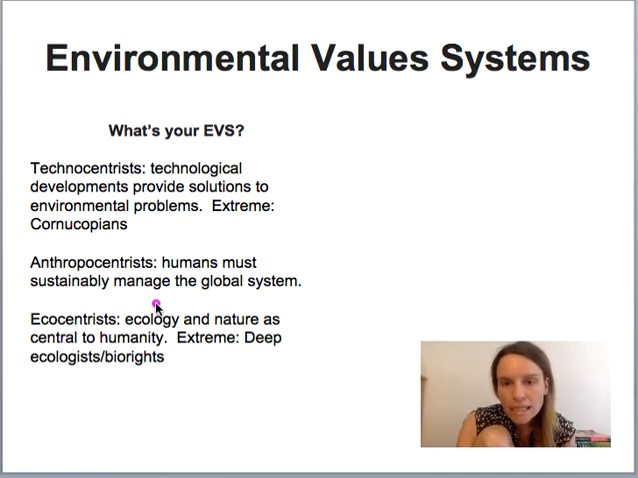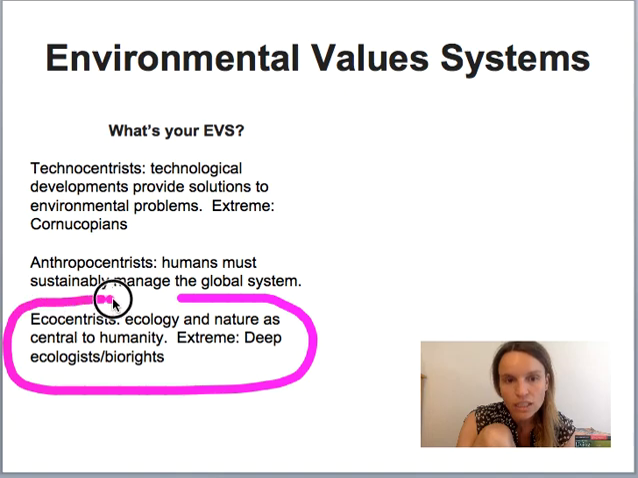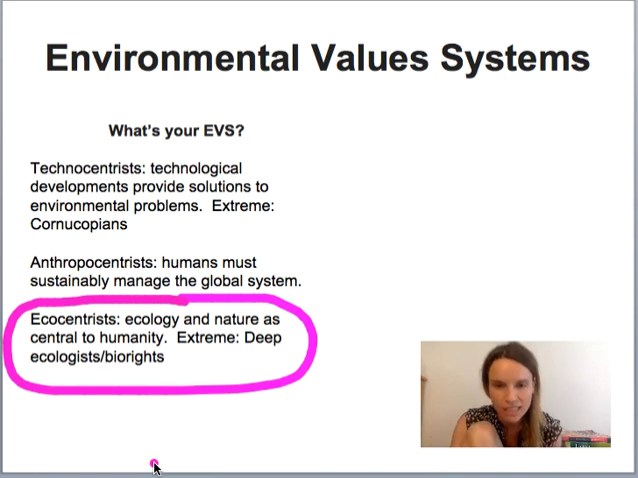The third major school of environmental values is ecocentrics. If you're ecocentric, you put ecology and nature as central to humanity and existence on the planet. The extreme viewpoints of ecocentrists go into deep ecologists and biorights people. Those biorights people believe that all living things should have exactly the same set of rights, of living rights. Like you have the same rights as a mosquito or a plant.